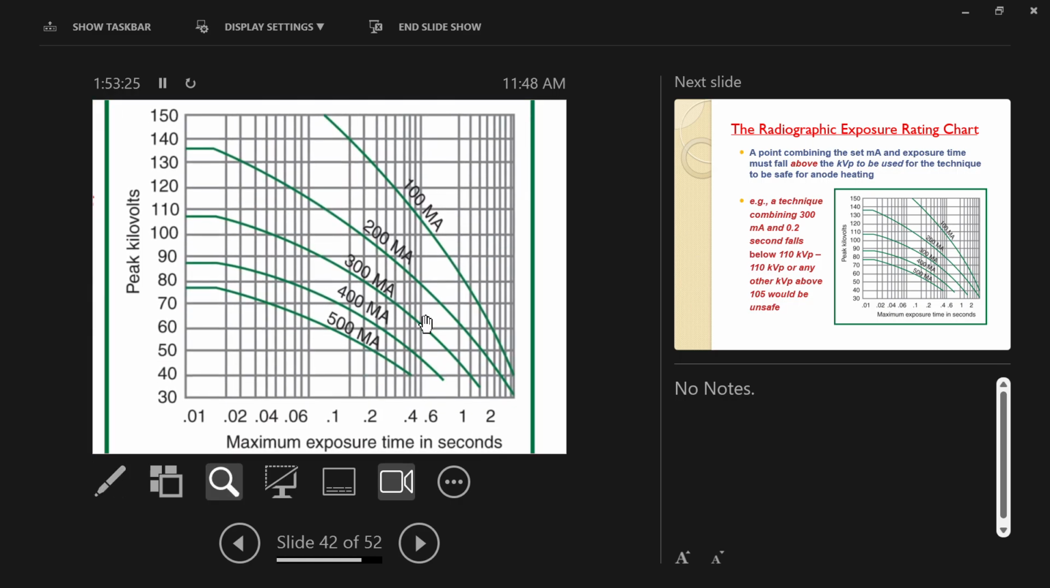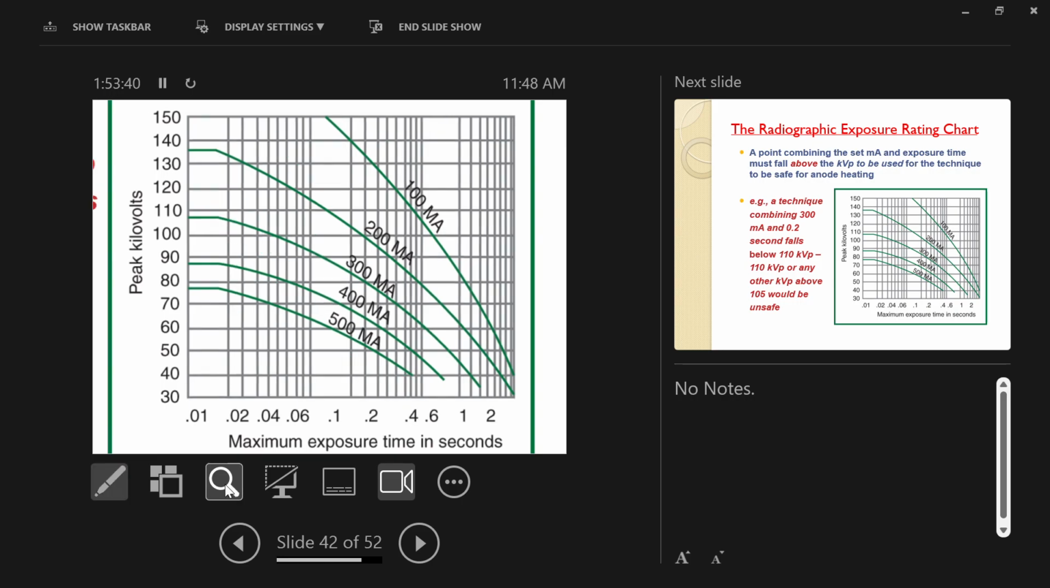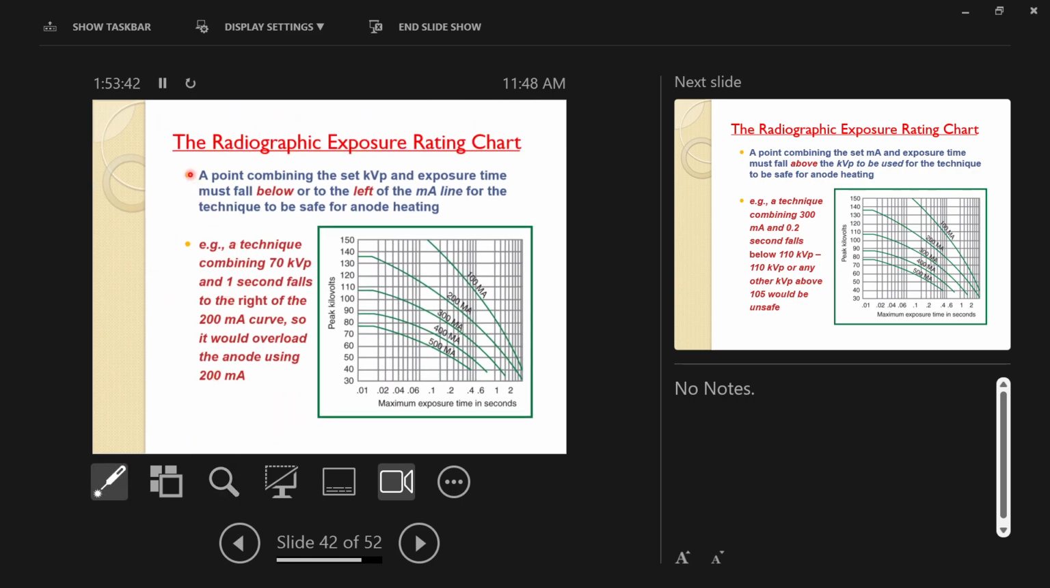So on this chart, you'll see the functions are plotted as mA numbers. The horizontal axis is exposure time, and the vertical axis is our peak kilovoltage. So a point combining the set kV and exposure time must fall to the left of the mA line to be safe for anode heating.